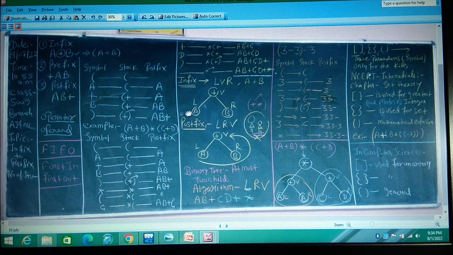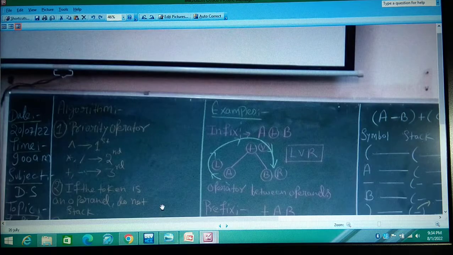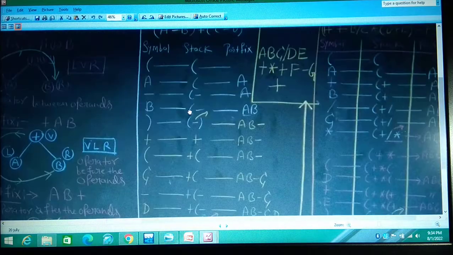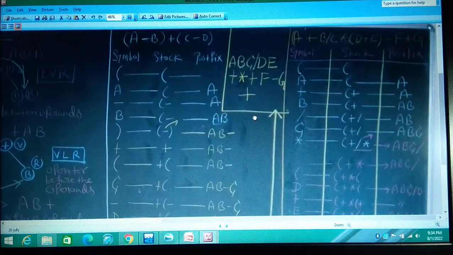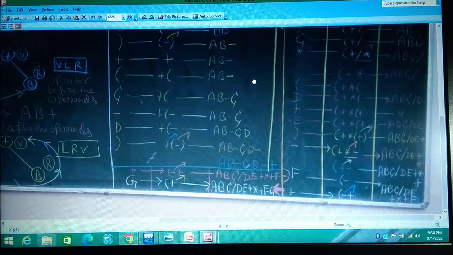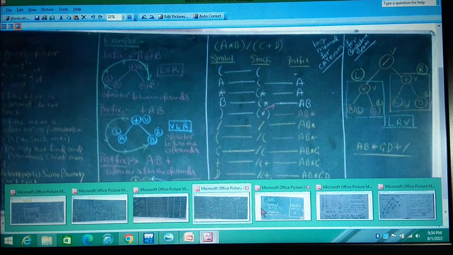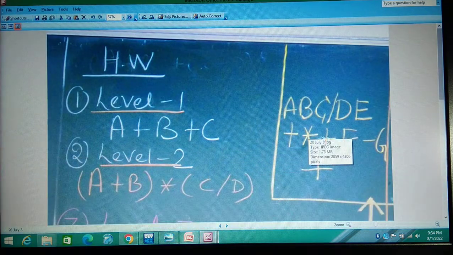Now the tree we have already explained. There are also many examples we have explained in the classroom. We have already done a lot of methods. You can see this method, and we have also explained this method. You can pause the video and try to solve it. Final answer, and this one is already solved. We have also given you some homework.